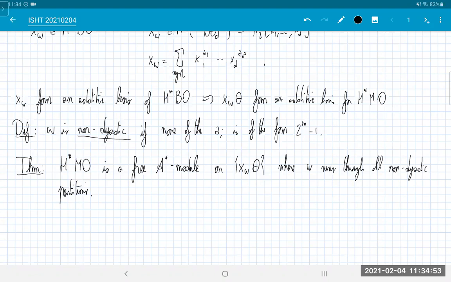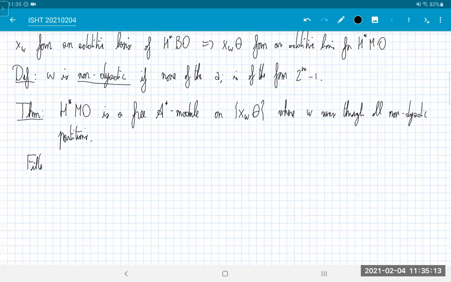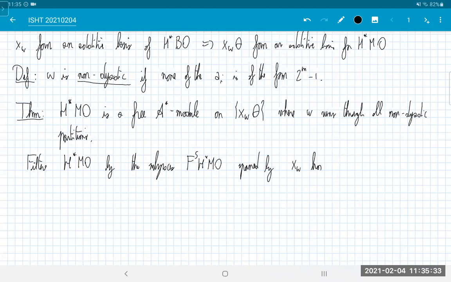And the filtration is given by the number of dyadic variables in the partition. So the idea is to filter H star MO by the subspaces F_S MO, spanned by X omega theta which has less than or equal to S dyadic elements. I can never remember if I have to do an increasing or decreasing filtration here. I think decreasing.